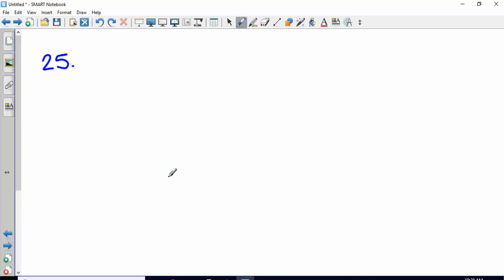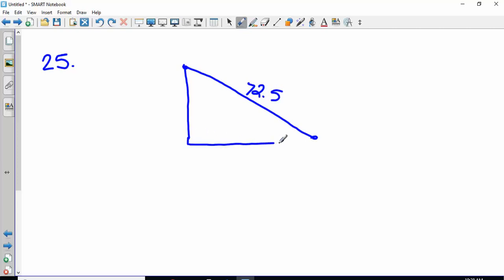So 25, this is probably the last one we get through. A 72.5 foot rope from the top of a circus tent pole is anchored to the ground 43.2 feet from the bottom of the pole. So we have a pole. The rope is going from the top of the pole down to the ground. The rope was 72.5 feet. The distance on the ground we said was 43.2. Assume the pole is perpendicular to the ground. What angle does the rope make with the pole?